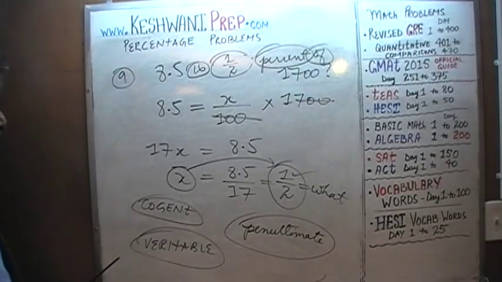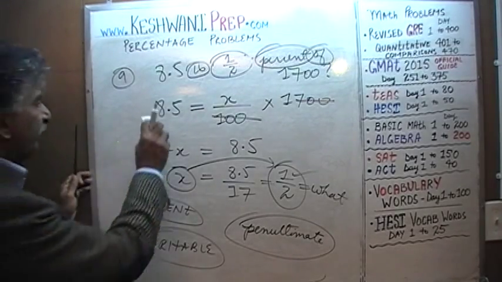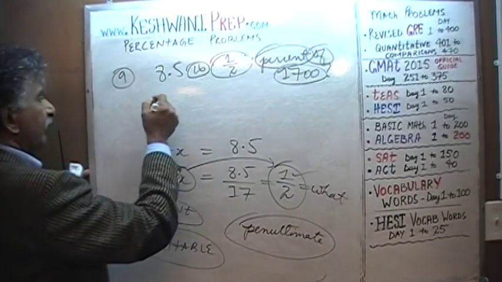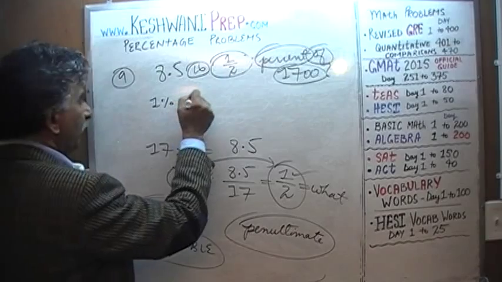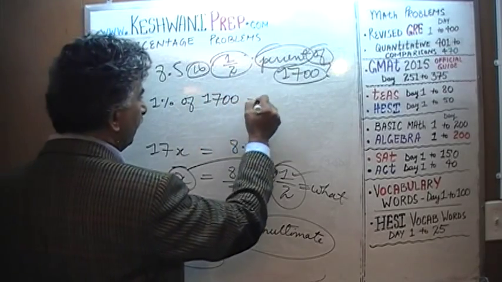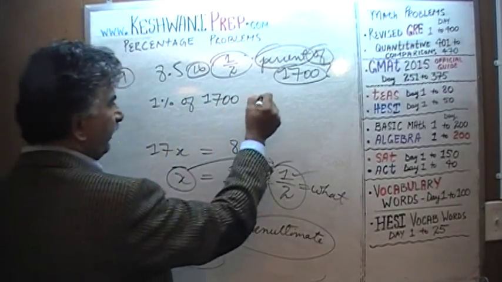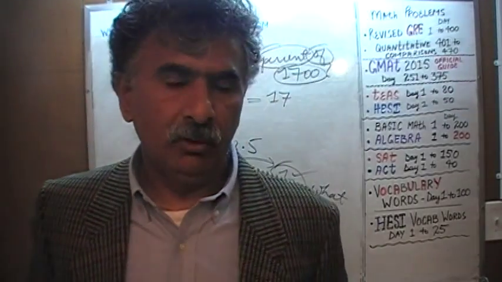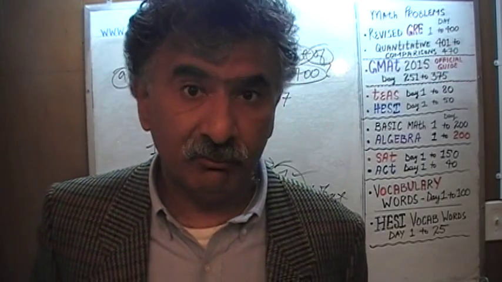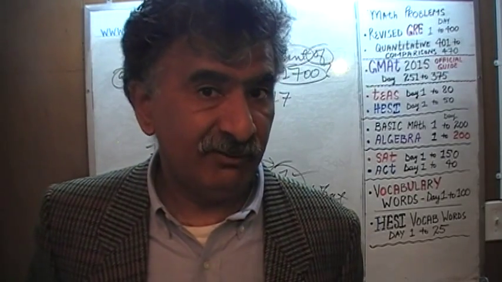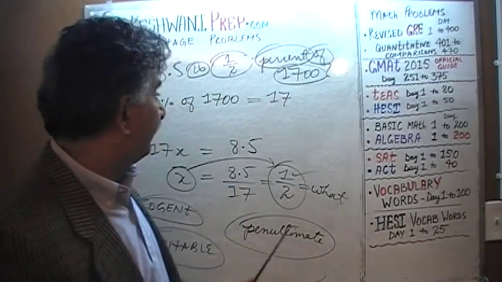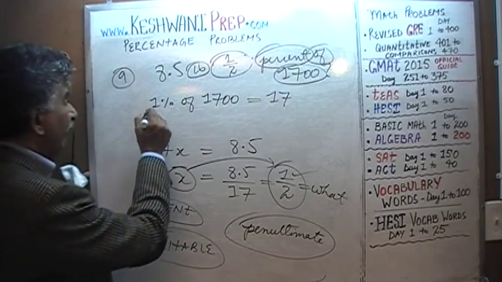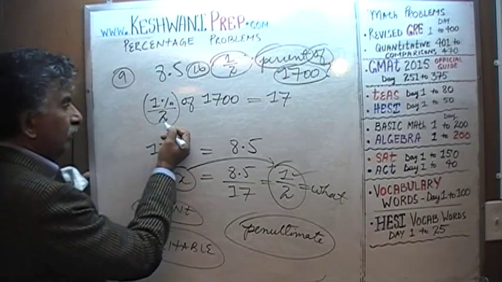I need a lot of room, so I'm going to have to erase this step right here. 1700 is what we're dealing with. What we have to understand is that 1% of 1700 is 17, which is probably why it's called 1700. 1% of 100 is 1, 1% of 400 is 4, 1% of 3500 is 35, therefore 1% of 1700 is 17.